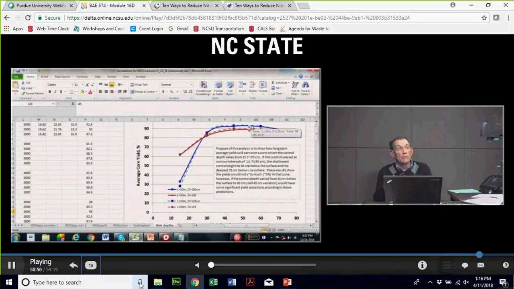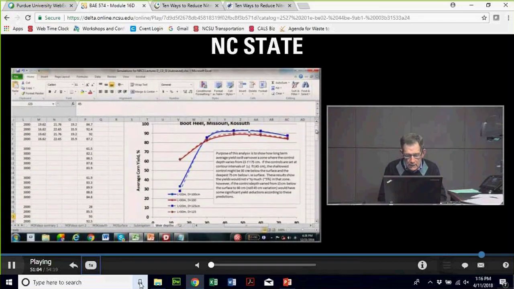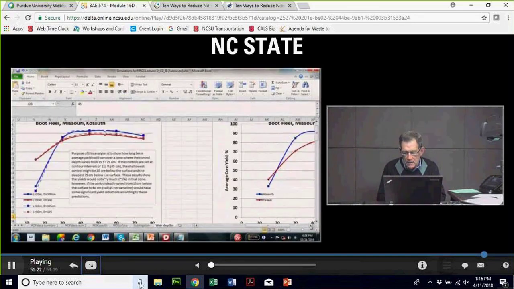But the question you have in application is, should that be set shallow, 15 centimeters to 60 centimeters, or should it be 30 centimeters to 75 centimeters? Well, these results say clearly that the latter, not the former. The point I'm making here is not to argue that point particularly, but to indicate to you that DRAINMOD can be used to make those kinds of analyses.